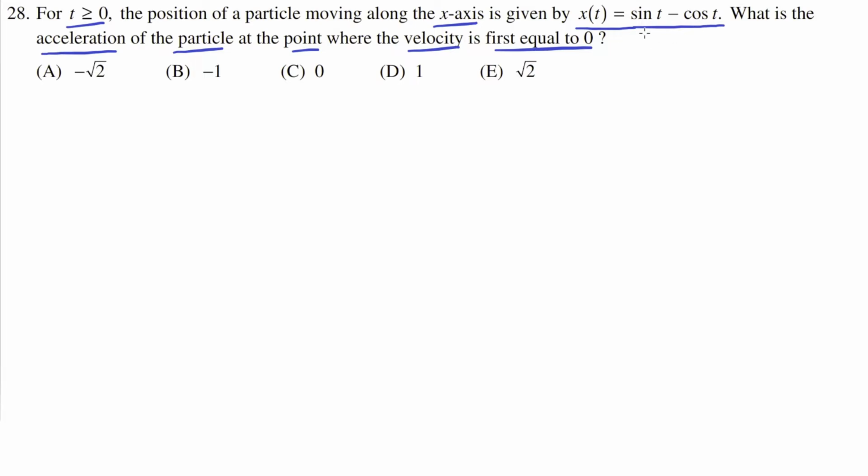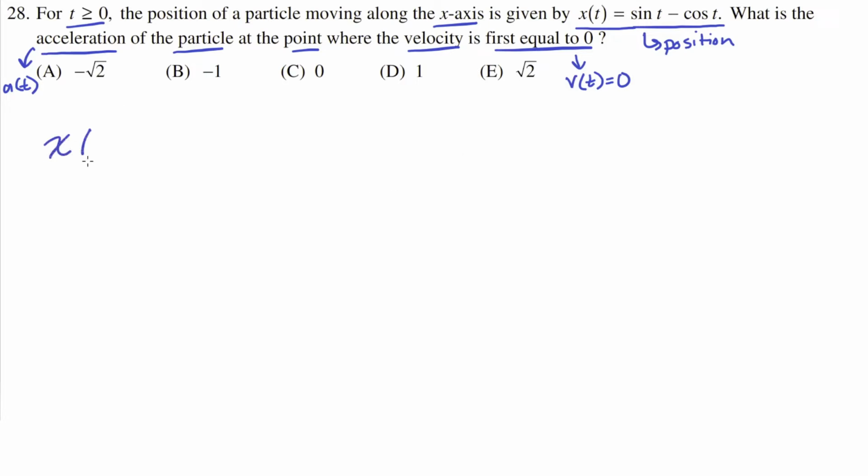So we need to find the acceleration of this particle whose position function is given by this x of t equation here. And the acceleration we need to find is at the point where the velocity is first equal to 0, meaning the velocity function is equal to 0. We need to find what the value of the acceleration function is at that point. So let's find where the velocity first equals 0.